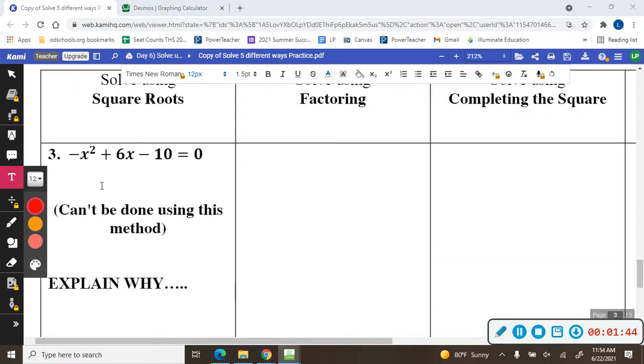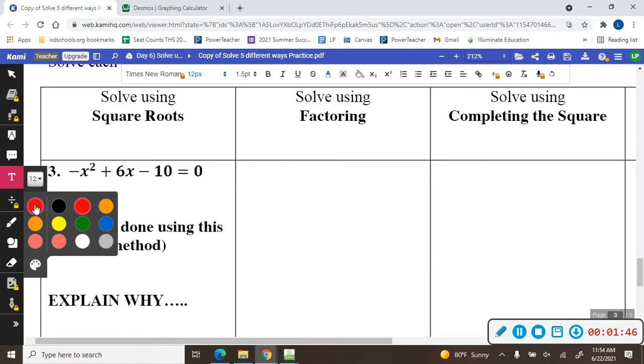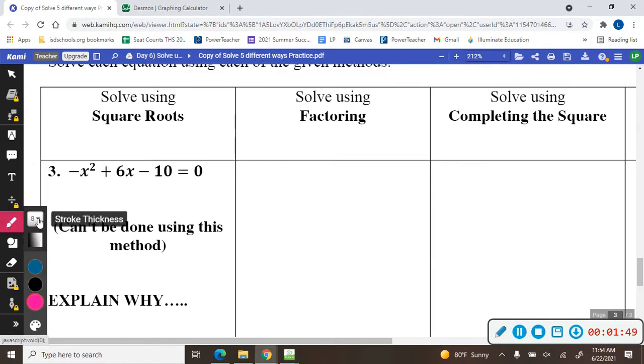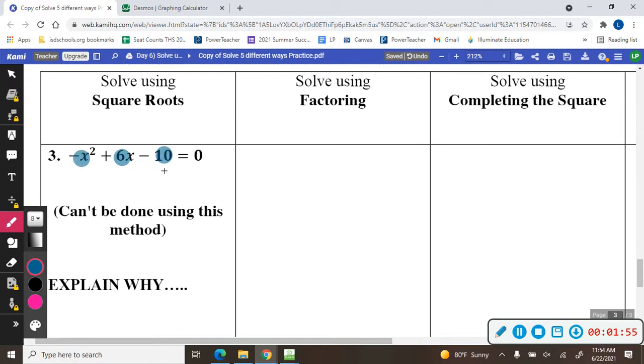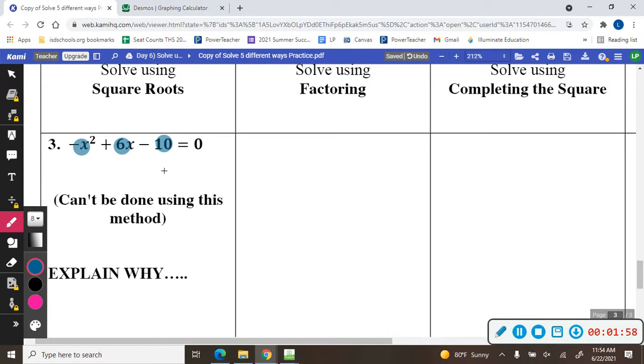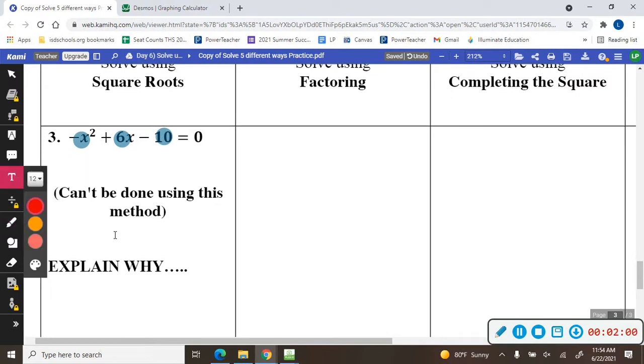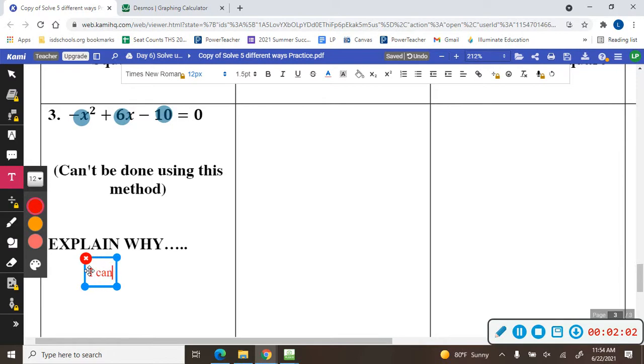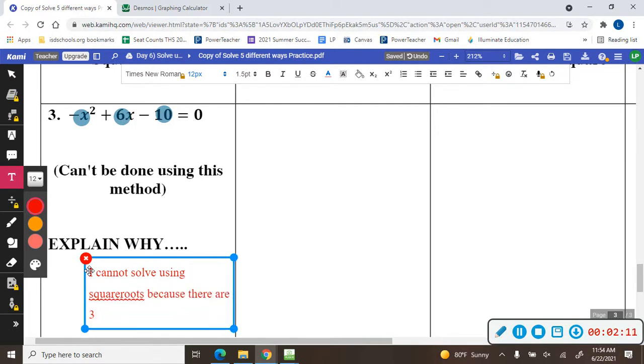Alright, next I'm going to try to solve this using square roots. And the problem with solving this using square roots is I have 1, 2, 3 terms. And so when you have 3 terms that are all unique, you cannot solve. So I cannot solve using square roots, because there are 3 terms. Now if it only had 2 terms, you could solve using square roots.